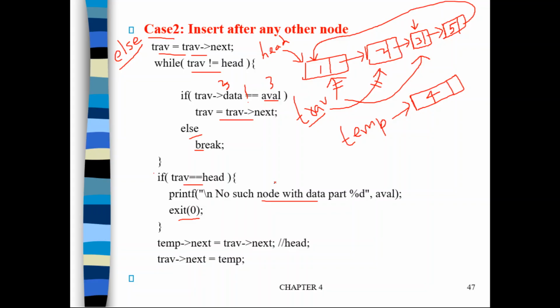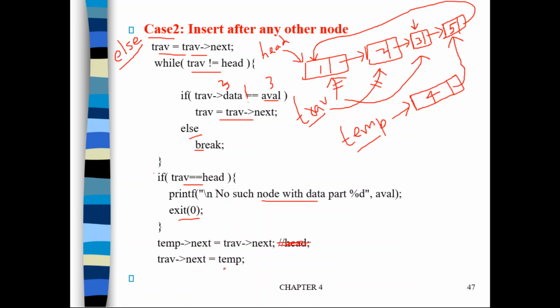So the logic is temp arrow next is equal to traverse arrow next. What is temp arrow next? This is temp arrow next, which is equal to traverse arrow next. What is traverse arrow next? This is traverse's arrow next. So now node 4's next, temp's next is pointing where traverse next is pointing. That is node 4 is pointing to node 5. Node 3 also still pointing to node 5.